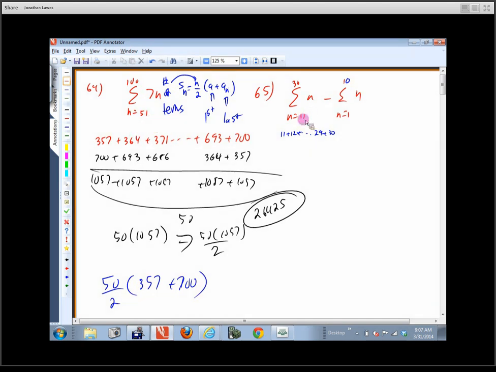So if I plug in an 11, that's the first term. If I plug in a 12, that's the second term. So how many terms are there, including the 11, all the way up to and including the 30th one? There are 20. What would be a quicker way to figure this out? Could we make a rule where we could figure out how many terms there are based on what the upper limit is and what the lower limit is for the index?